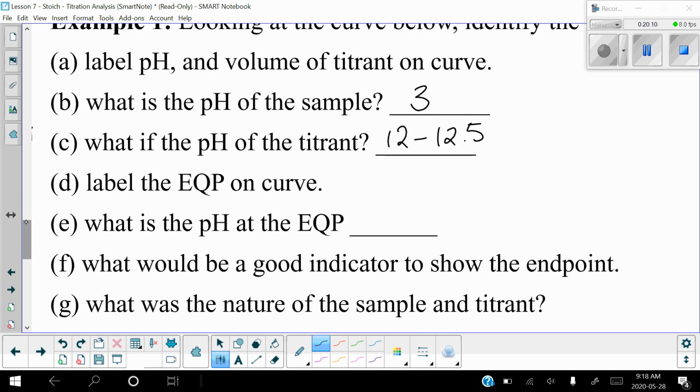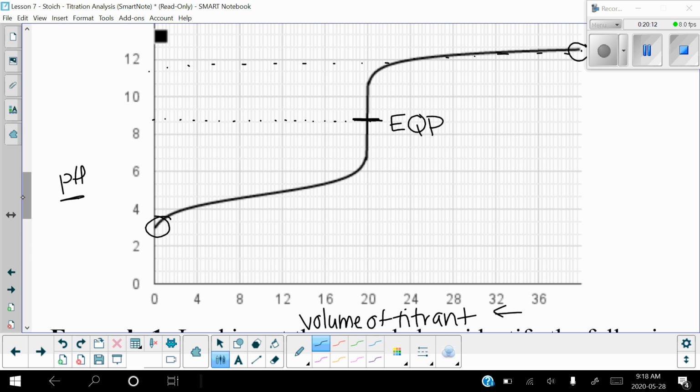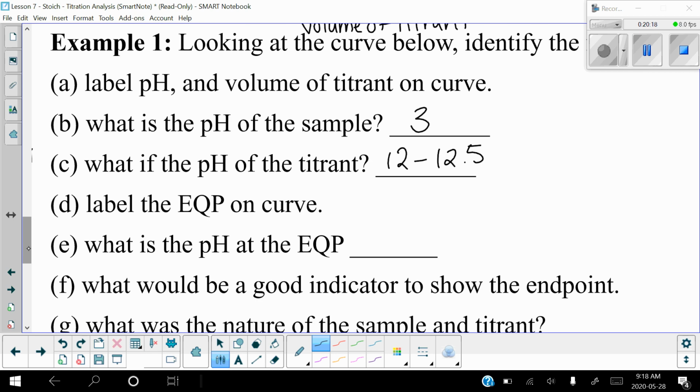And when you're doing this, obviously it will be much more precise. Yeah, I'm going to go with about 8.5. What would be a good indicator to show the endpoint? I would have to go with phenolphthalein.